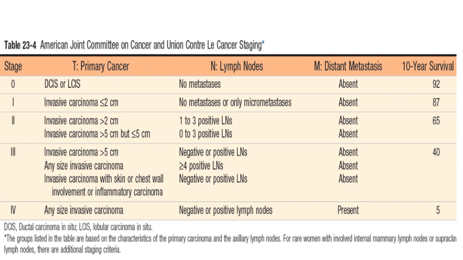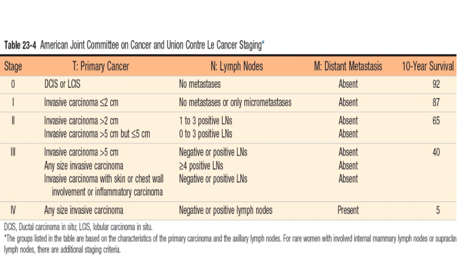Stage 4 is mostly not related to the size of the tumor; it is associated with the presence of distant metastasis. It is related neither to the size, nor to the presence or absence of metastasis in the regional lymph node. There is presence of distant metastasis and the survival rate is 5% only. The 10-year survival is only 5%.